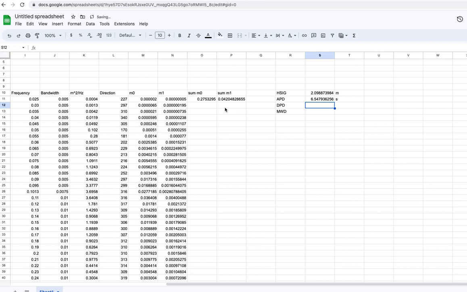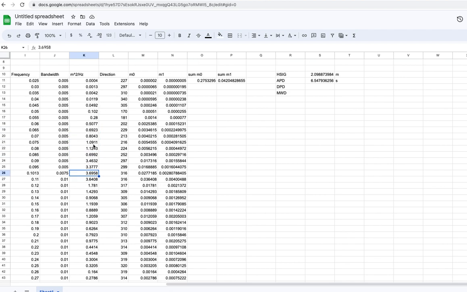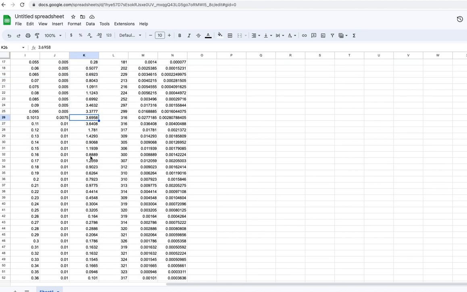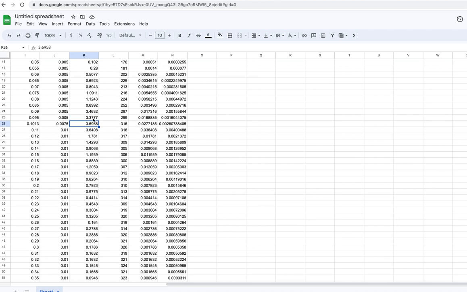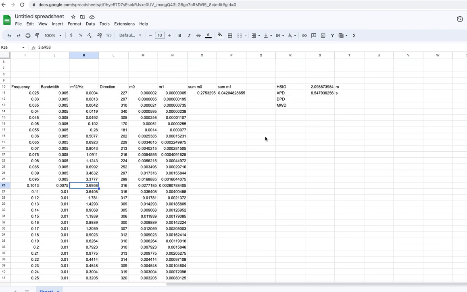For dominant period and mean wave direction, these kind of go hand in hand. Really what we're looking for here is where is the most energy? So we'll just do it visually, because it's kind of fun and kind of appropriate. There's 3.69. I think that's the biggest value I see. If you're trying to automate this, obviously write a formula, but just for fun, we'll do this. So 3.69 is the largest value we see.